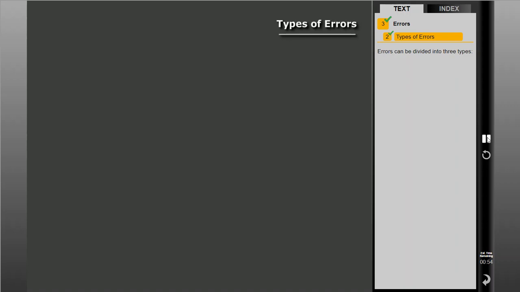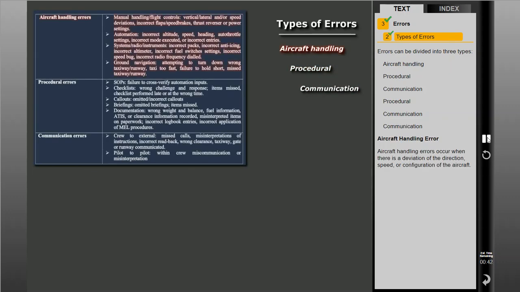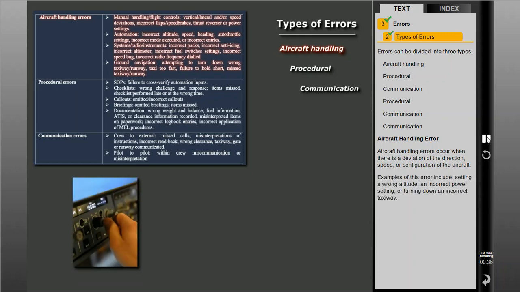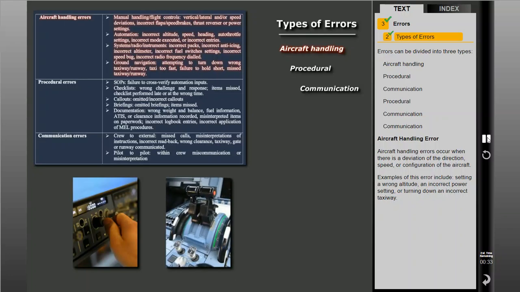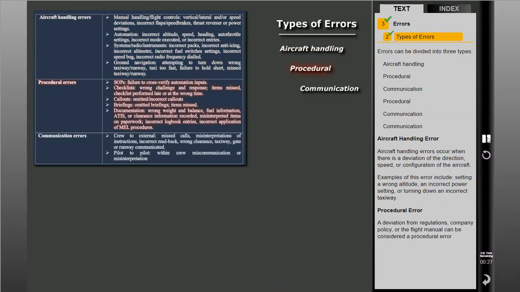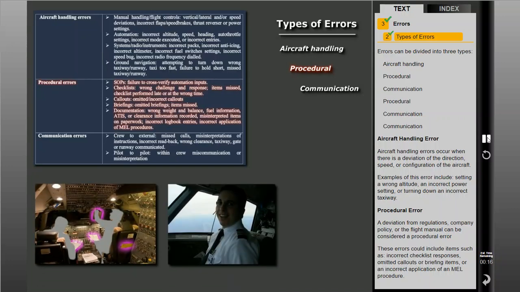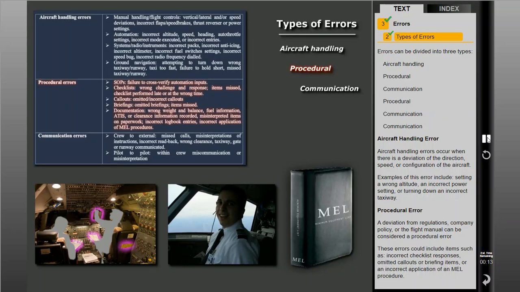Errors can be divided into three types: aircraft handling, procedural, and communication. Aircraft handling errors occur when there is a deviation of the direction, speed, or configuration of the aircraft. Examples of this error include setting a wrong altitude, an incorrect power setting, or turning down an incorrect taxiway. A deviation from regulations, company policy, or the flight manual can be considered a procedural error. These errors could include items such as incorrect checklist responses, omitted callouts or briefing items, or an incorrect application of an MEL procedure.